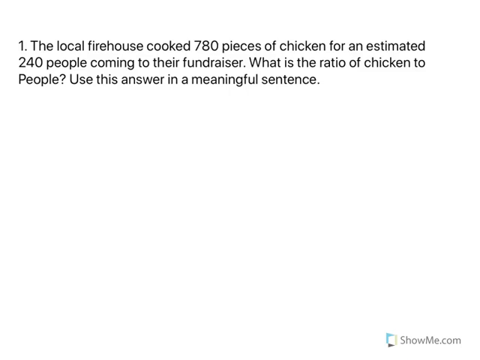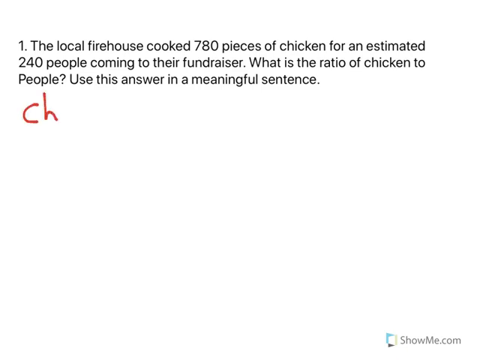We're now going to take ratios and interpret them using some story problems, because we know story problems is really what everybody likes. So here in the first one, the local firehouse cooks 780 pieces of chicken for an estimated 240 people coming to the fundraiser. What is the ratio of chicken to people? And then use this in a meaningful sentence.